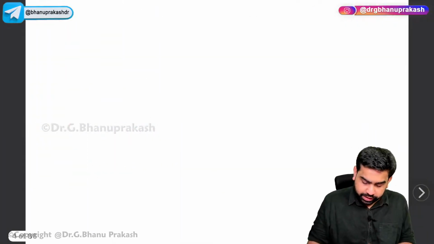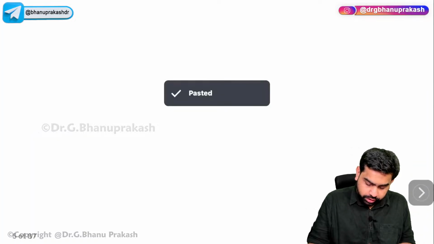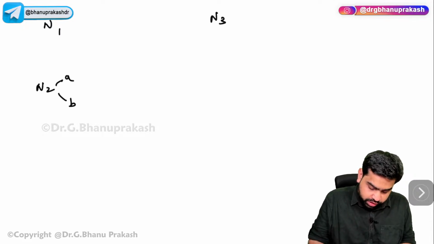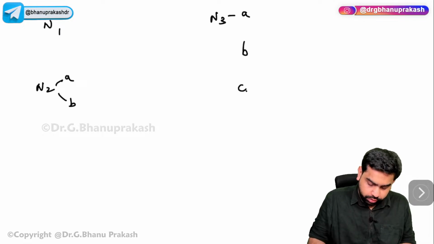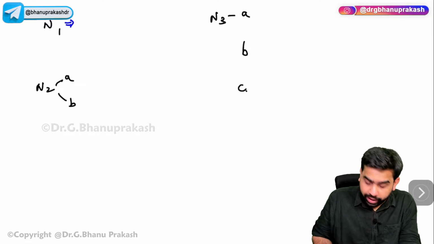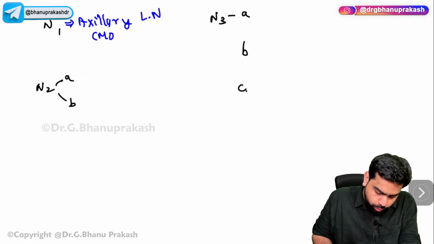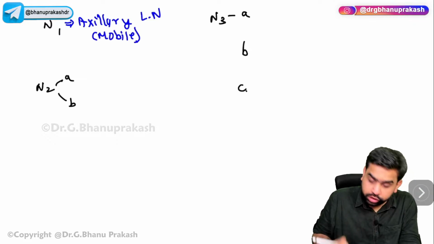Now what about the N stage? Let's talk about the N stage of patients with breast cancer. We have N1, then N2, which is N2A and N2B, then N3, which is N3A, B and C. So what about the N1? In the N1, you have axillary lymph nodes which are mobile. Mobile axillary lymph nodes, this is what is N1.